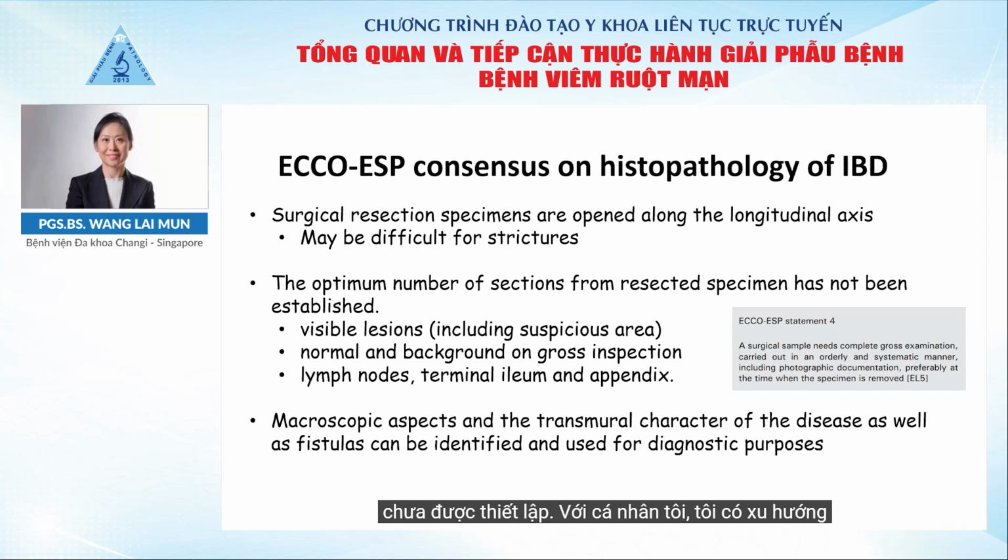For me personally, I tend to do a longitudinal strip from proximal to distal, so I tend to take a lot of sections. But it depends on the individual practice and preference. You may want to do every 10 centimeters as well, but it should include all visible lesions and any suspicious area for dysplasia or cancer. Then it should have some normal background for comparison, and lymph nodes, terminal ileum, and appendix if it is included in the specimen.